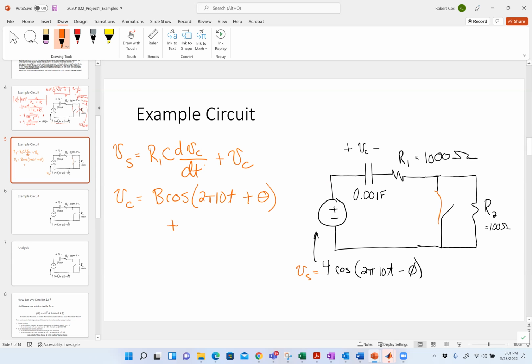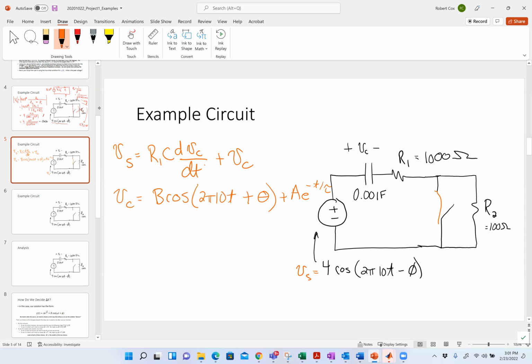What else is in this solution? Plus C e to the negative t over tau. I don't want to call it C because I have a capacitor, so I'll call it A. So I've got that expression. That's what it is, right?